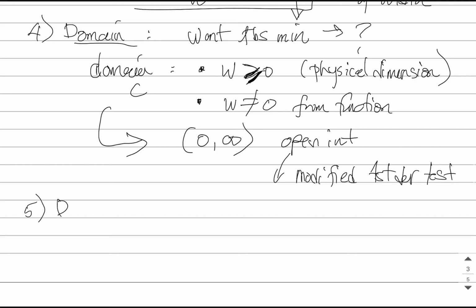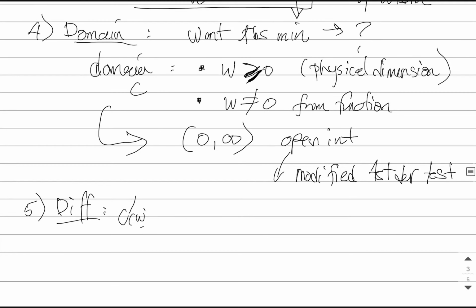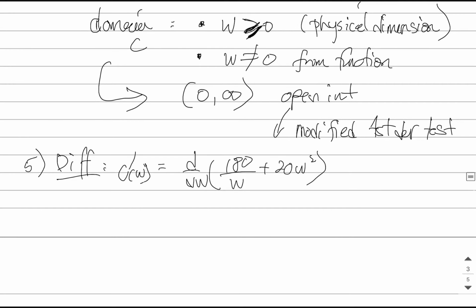And what that's going to entail is us now having to differentiate. So we are going to find c prime of w, which means that, okay, I've got my function, I know its domain, I'm going to differentiate the cost function. So it was 180 over w plus 20w squared. So this is a really straightforward derivative for us to compute. Negative 180 over w squared plus 40w.